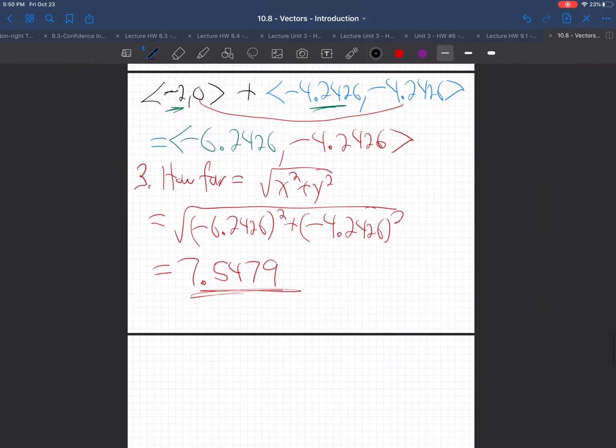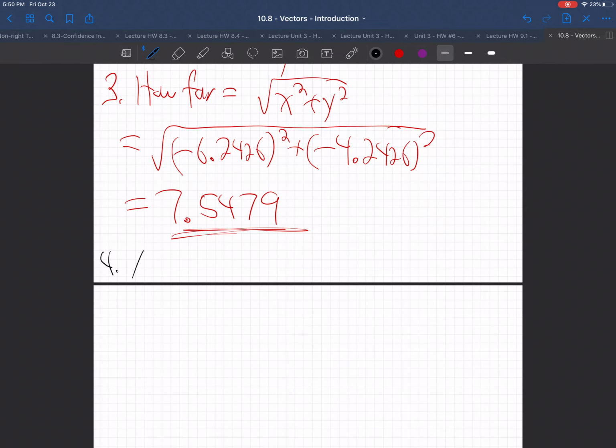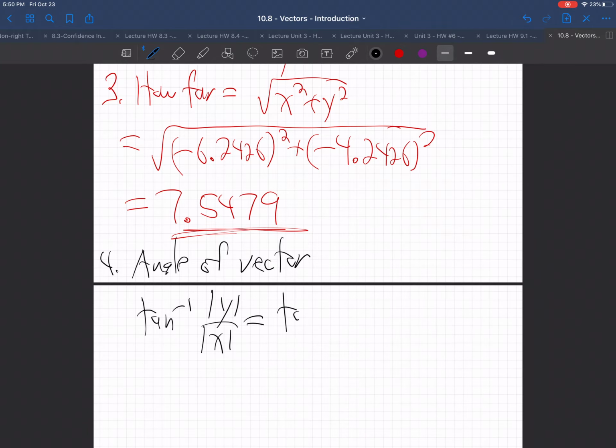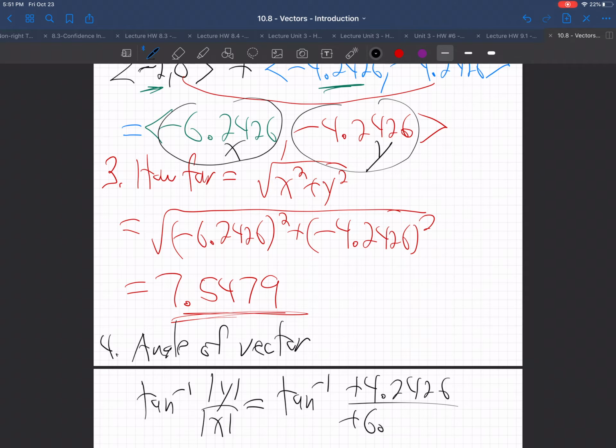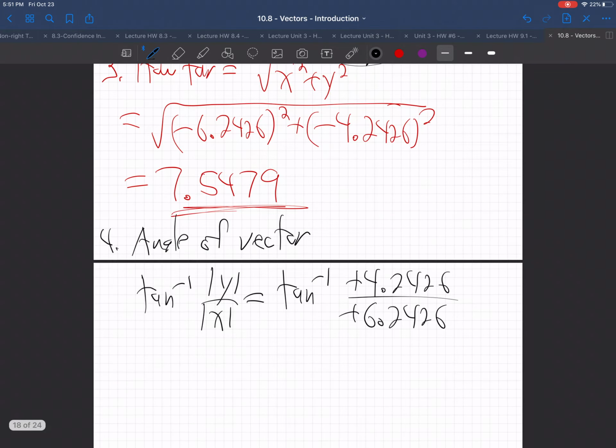Remember how we find the angle of a resultant vector, or of any vector? We take the inverse tangent of the absolute value of y over the absolute value of x, because that puts it in the first quadrant, makes it a reference angle. So we have the y and the x. Here's the y, and here's the x of the resultant vector. So it's the tangent, so we're going to do positive 4.2426 over positive 6.2426. Take the inverse tangent of that on your calculator, which I'm doing right now.